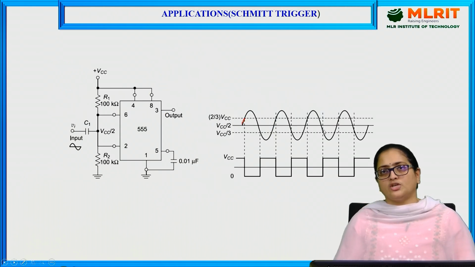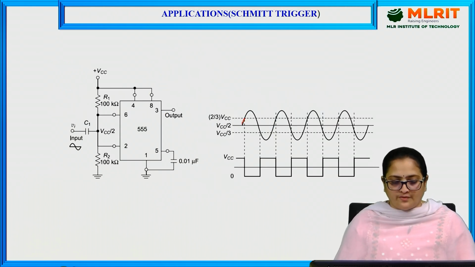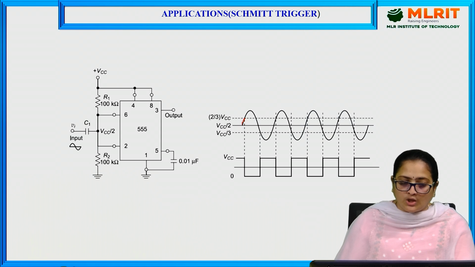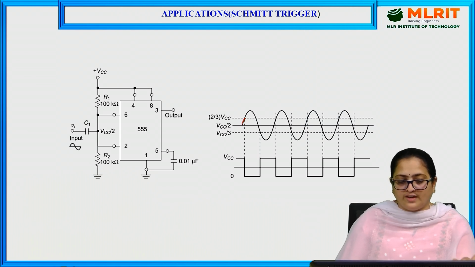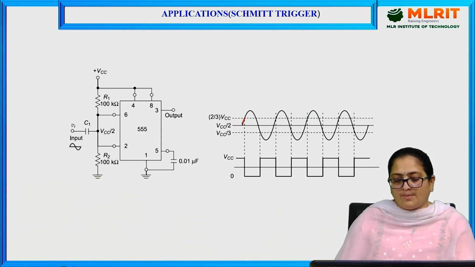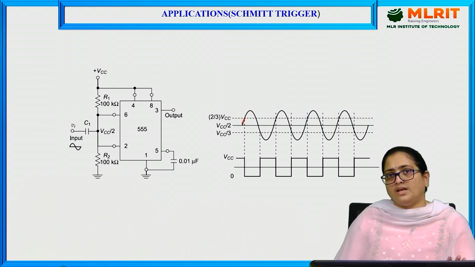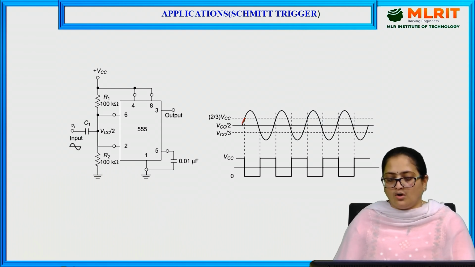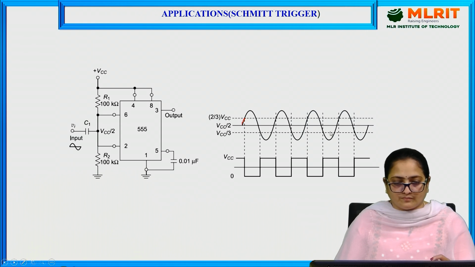And one of the applications of an astable multivibrator is the Schmitt trigger, where you have connected equal resistance values here, which divide the voltage across the capacitor equally, so that the on time and off time will be equal. So it produces an output square wave signal.